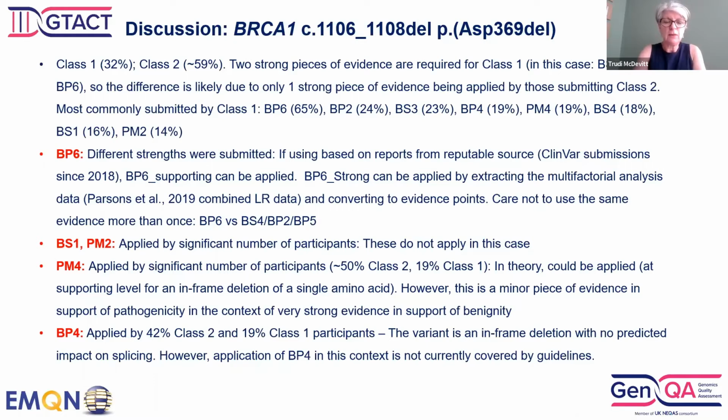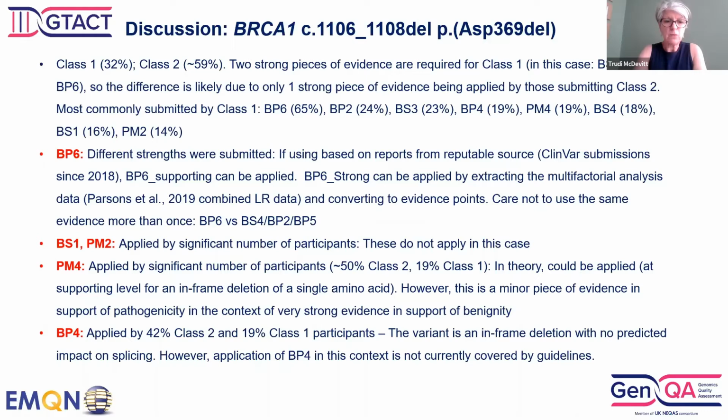BS1 and PM2 were applied by significant numbers of participants, but these don't apply in this case. In the case of PM2, there are too many cases on gnomAD for PM2 to be applied. And in the case of BS1, there aren't enough cases on gnomAD to be able to apply this. If you look at the CardioDB tool, the maximum tolerated allele count for the variant in the gnomAD population that you're looking at is actually 15 females, and we've got 6 females. So neither of these lines of evidence for population data can be applied.